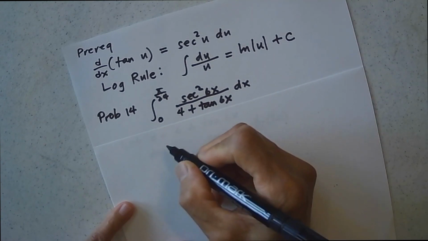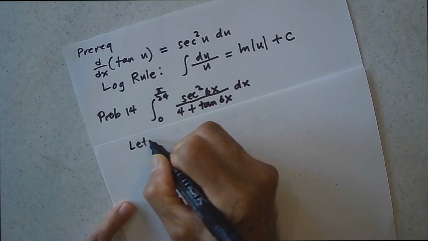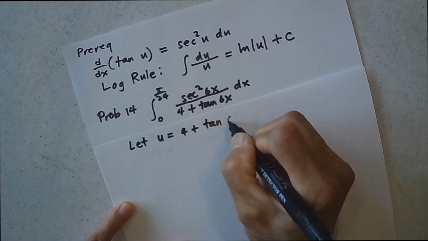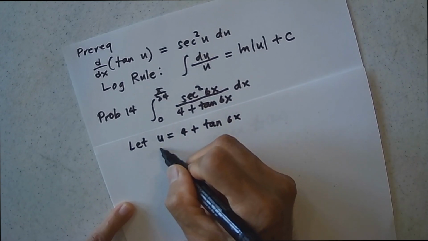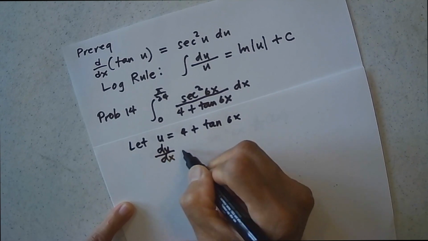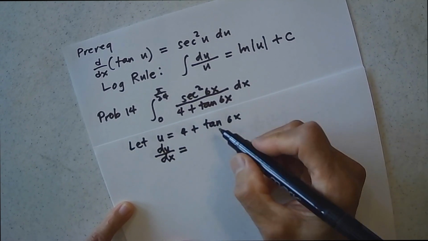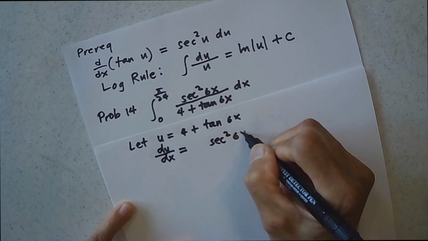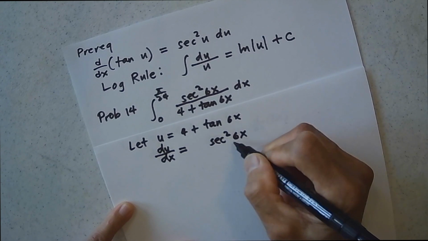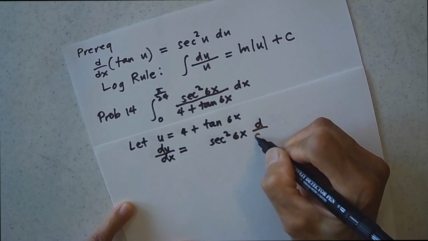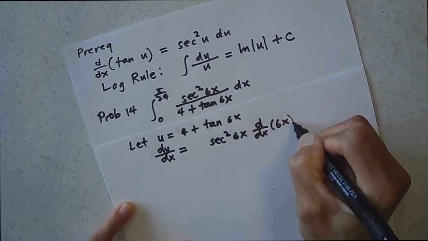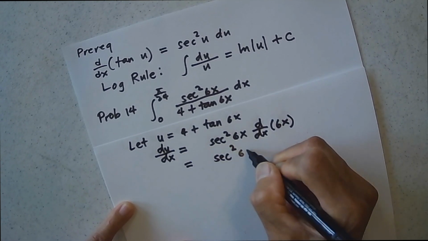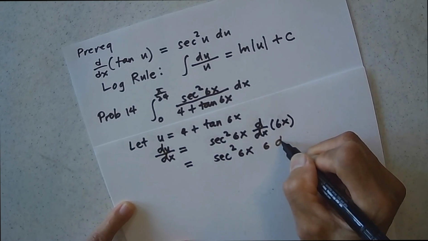Here we go. So let u be equal to 4 plus tangent 6x. We now get the du with respect to x. The derivative of 4 is 0. The derivative of tangent is secant squared 6x. But we have to use chain rule here. We need to get the derivative of 6x, which of course is 6. So your du is secant squared 6x, 6 dx.